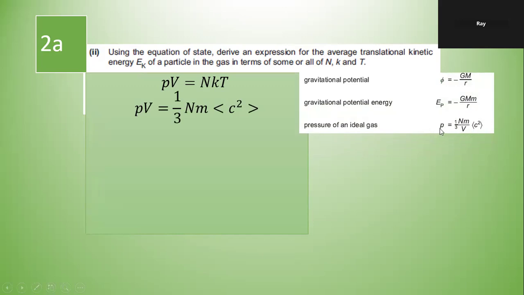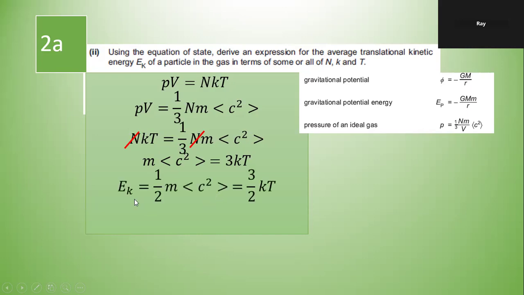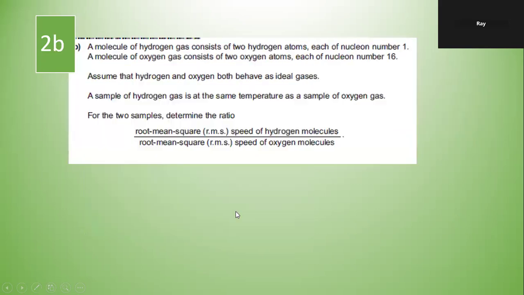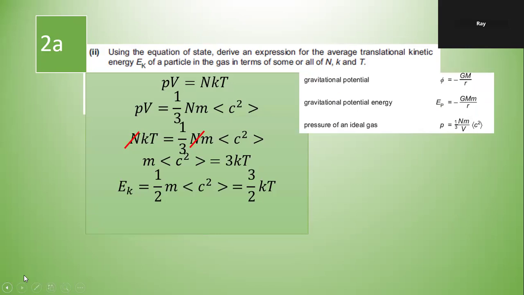Then take the V across there. So these two are the same. N and N can cancel off. Then 3 take across, you get this one. Then half of this side, half of that side, you get the cancel. Kinetic energy is that one there. It's 3/2 kT.